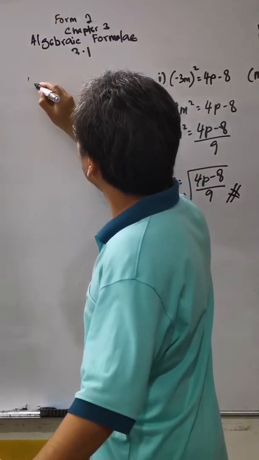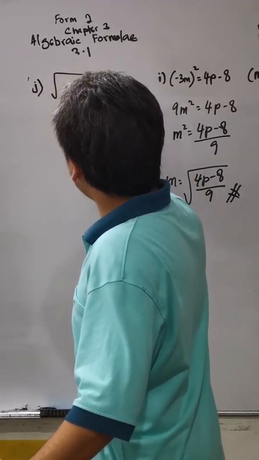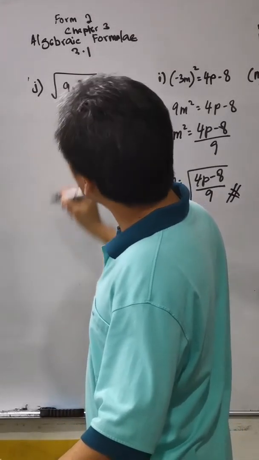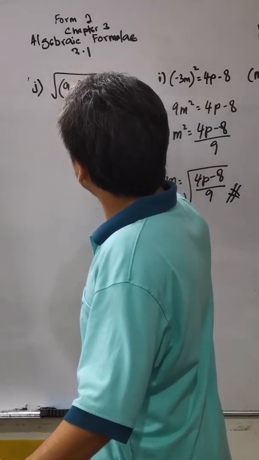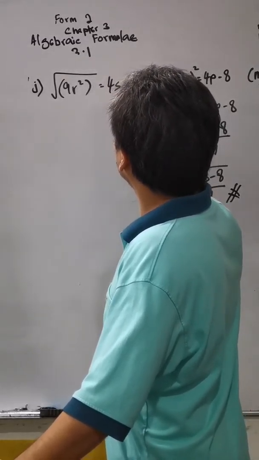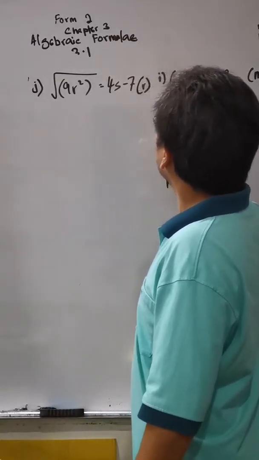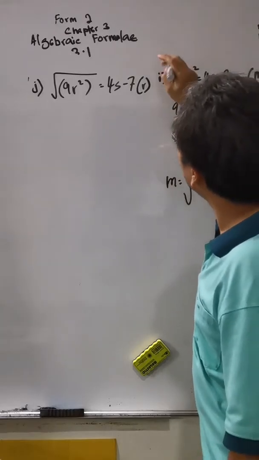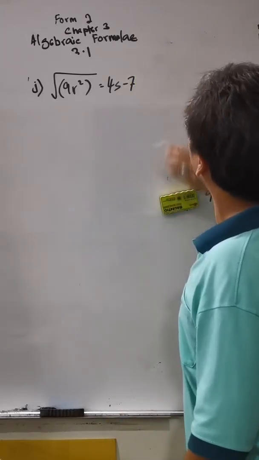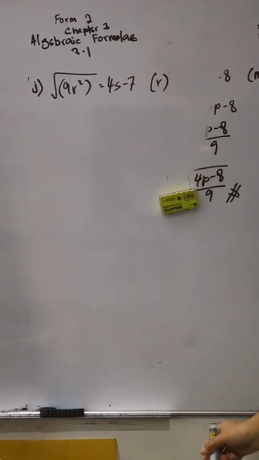J: square root of 9r squared equals 4s minus 7, and the subject is r. Okay, so I should move it a little bit. Okay, we want to leave r alone.